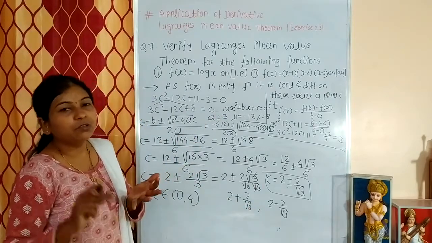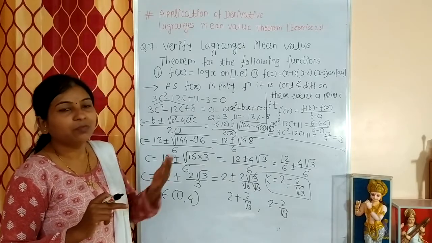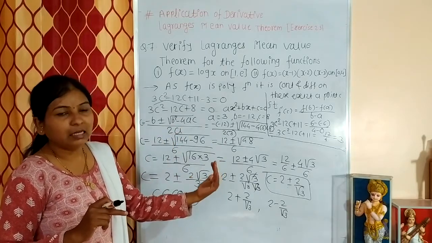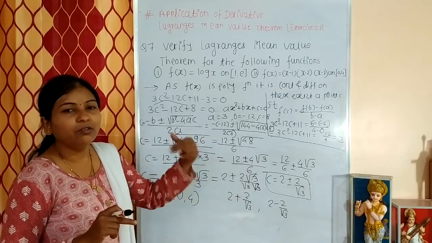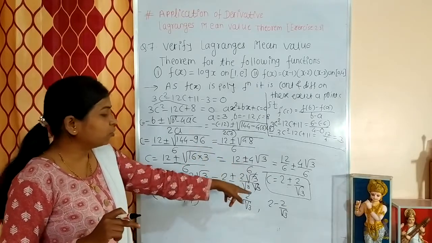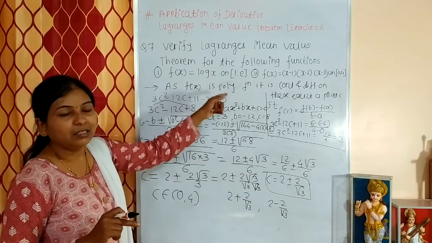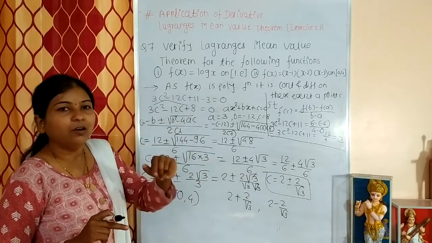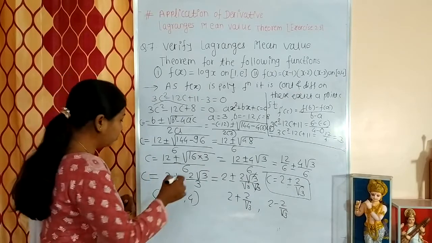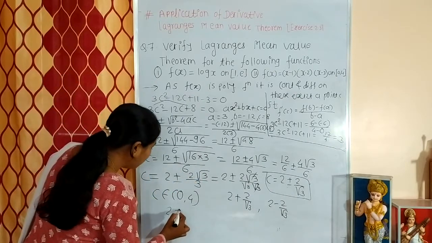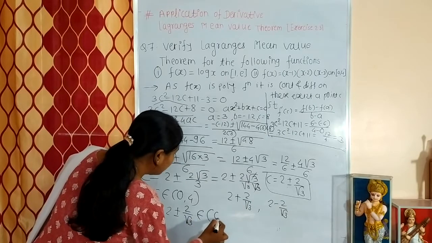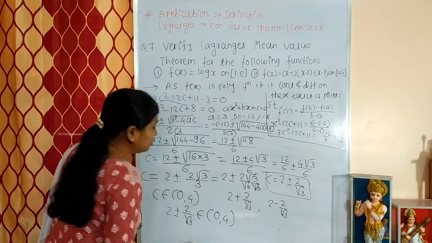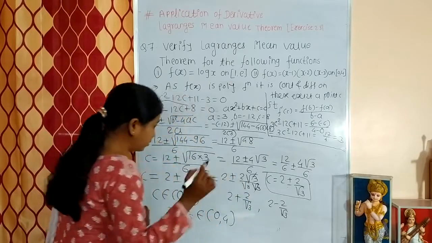Sometimes one value is included, one value is not included. If you get two values of C, sometimes one value lies in the interval and one value does not. But here both values of C lie in the open interval 0 to 4. Okay. Therefore this 2 plus minus 2 upon root 3 belongs to the open interval 0 to 4, and in this way this is the verification.